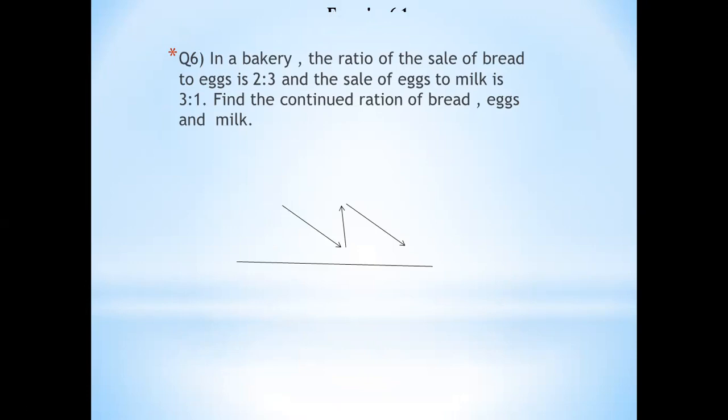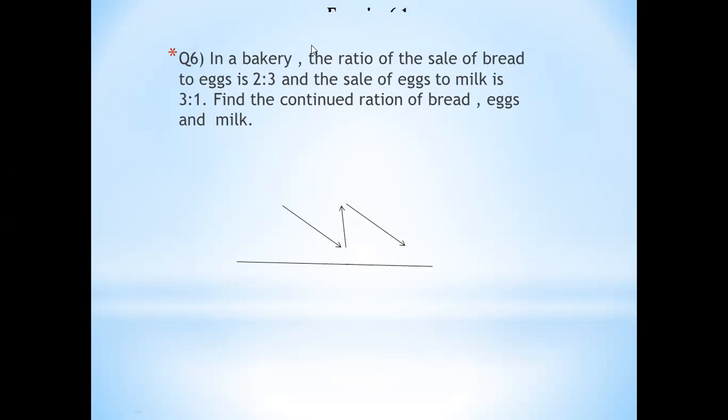In a bakery, the ratio of the sale of bread to the egg, the ratio of bread and egg is 2 ratio 3. And the sale of egg to milk, egg ratio milk, is 3 ratio 1. So which one is repeated? Egg is repeated. Remember one thing: the repeated one, you write it in the middle.